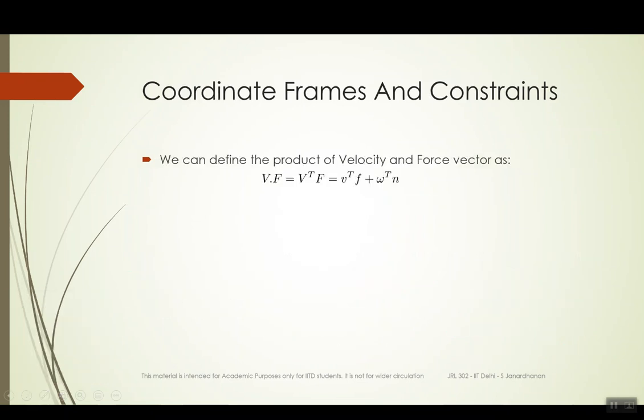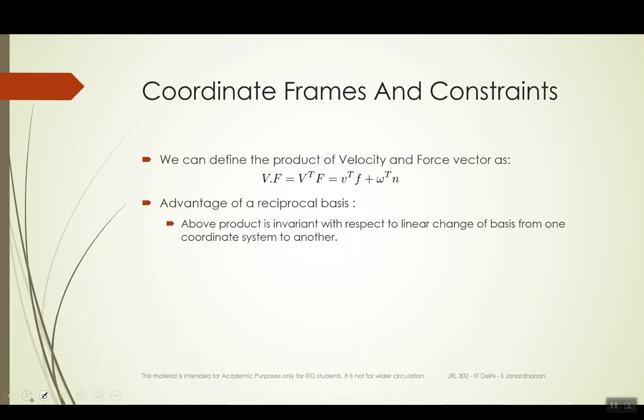Okay, now when you're talking about this reciprocal basis, then we can define the product of the velocity and force vectors. That is, the dot product v dot f is v transpose f. That is, the velocities being coupled with the forces and the angular velocities being coupled with the moments, in this mathematical equation.